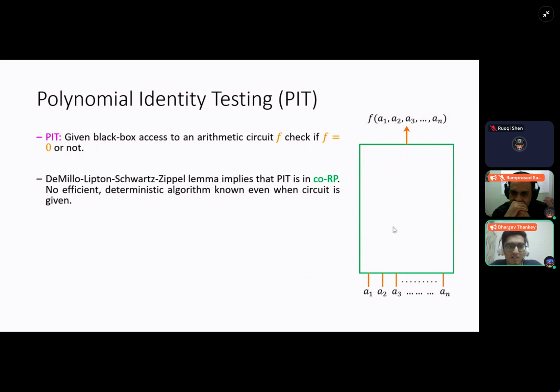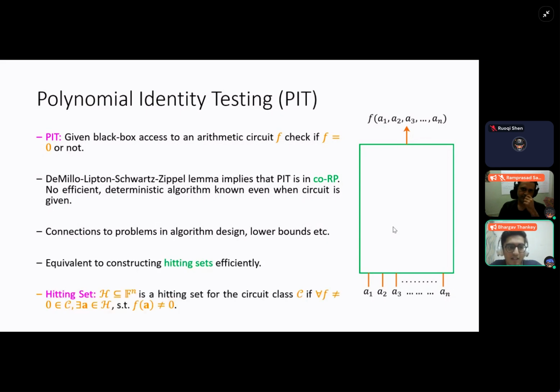An arithmetic circuit is an algebraic analog of a Boolean circuit and is a natural model to compute polynomials. Now, because of the DeMillo-Lipton-Schwartz-Zippel lemma, we know that PIT is in co-RP. However, to date, no efficient deterministic algorithm is known, even when the circuit is given. Now, PIT has interesting connections to many problems in algorithm design and proving lower bounds for arithmetic circuits. For example, it is known that PIT is essentially equivalent to proving lower bounds for arithmetic circuits.